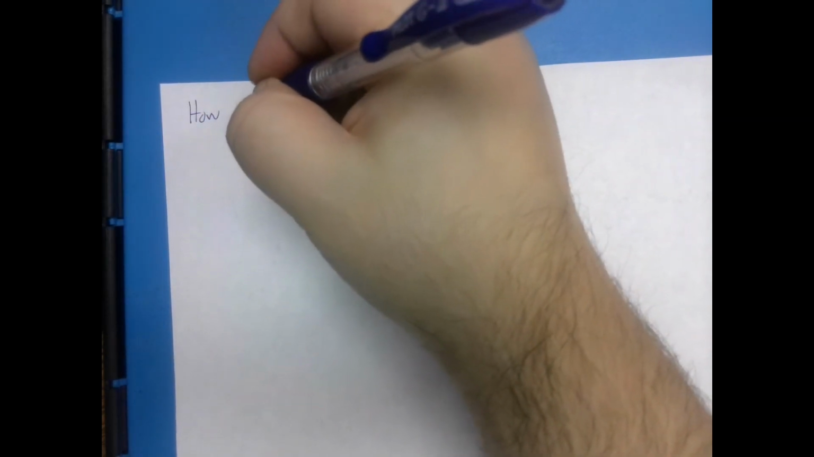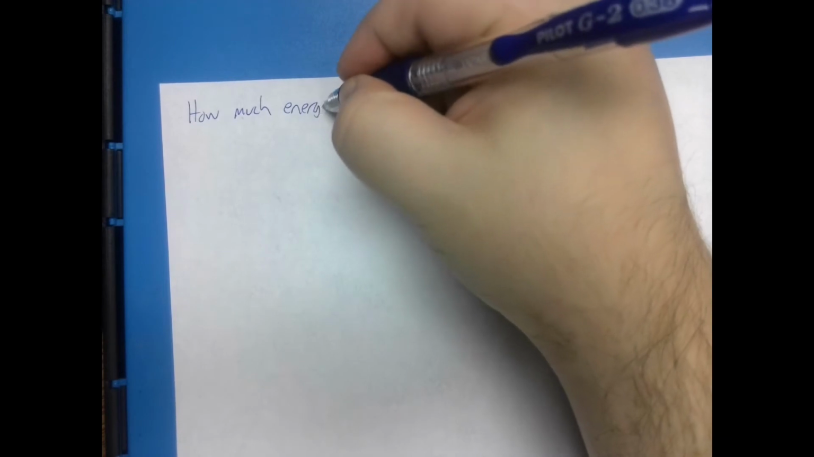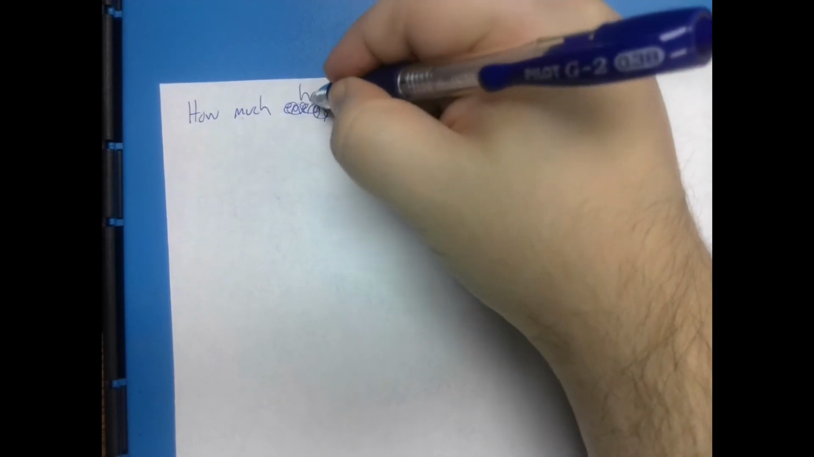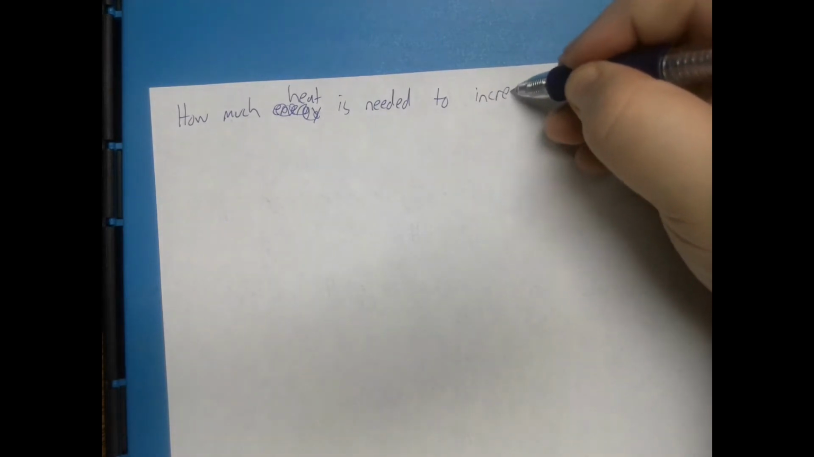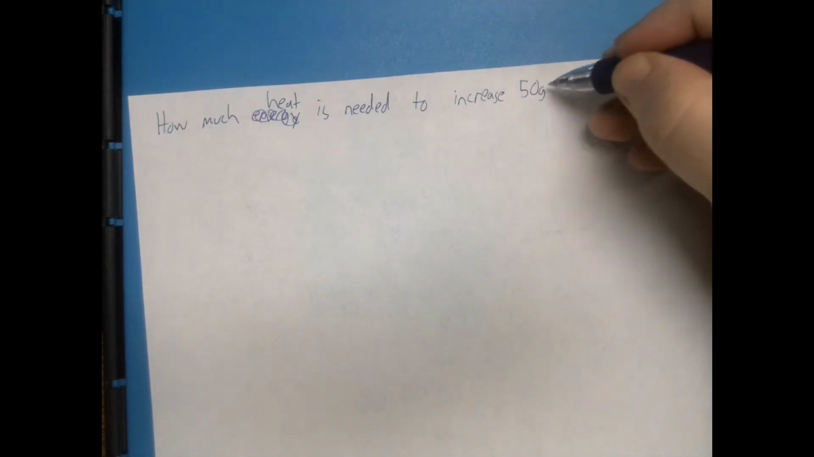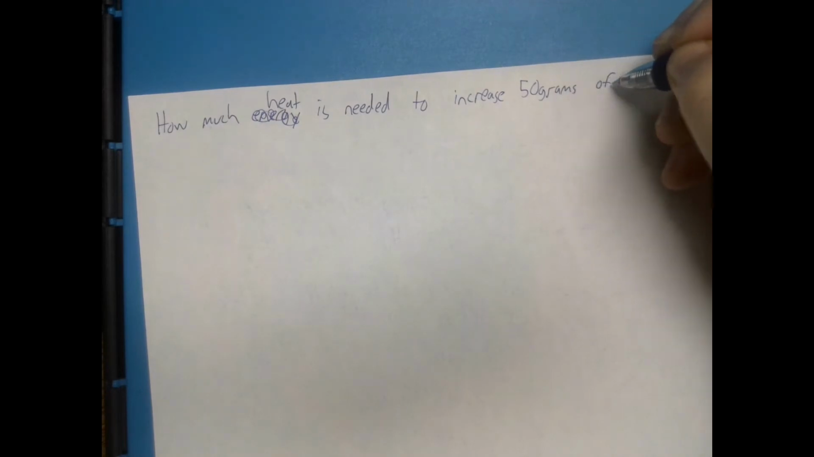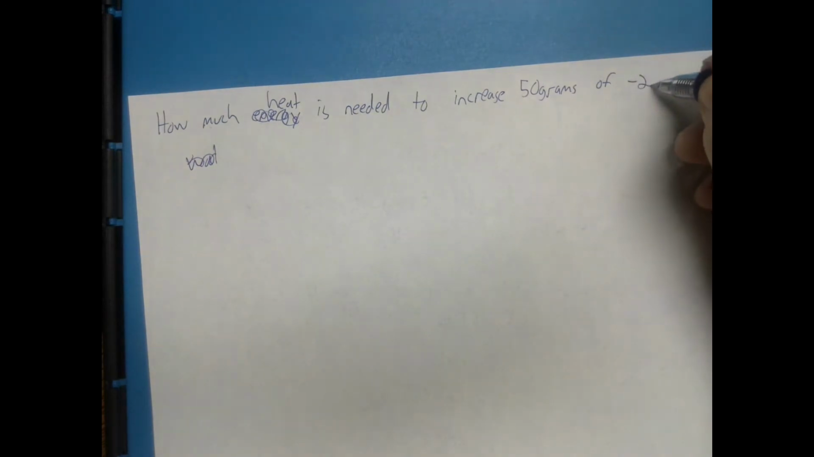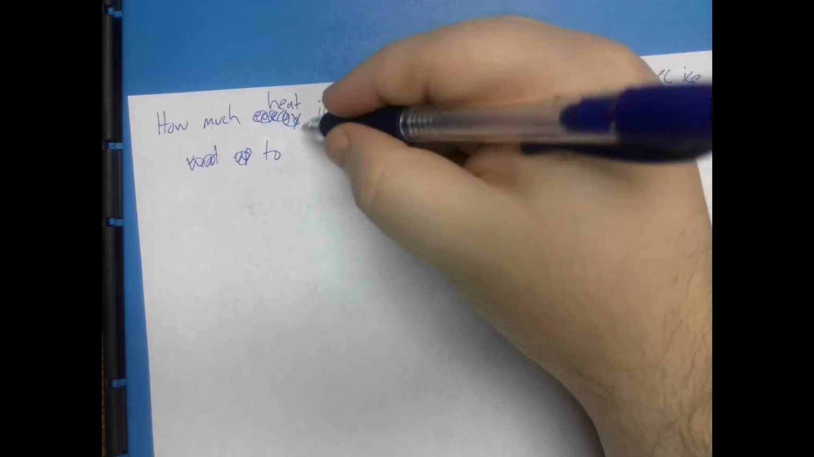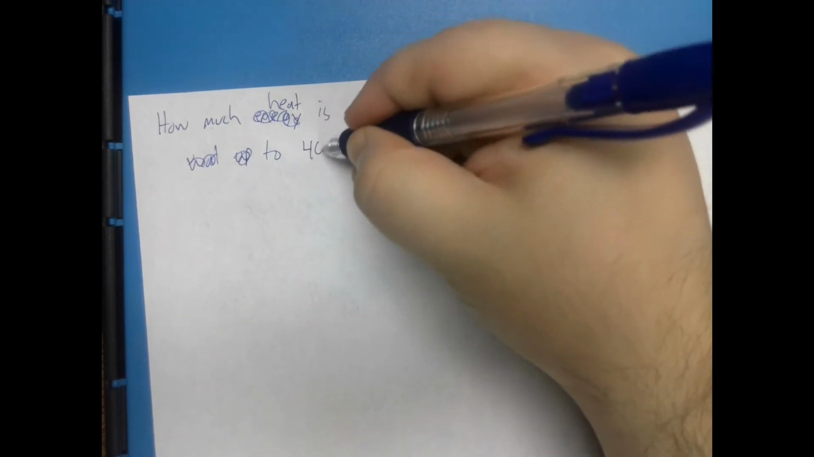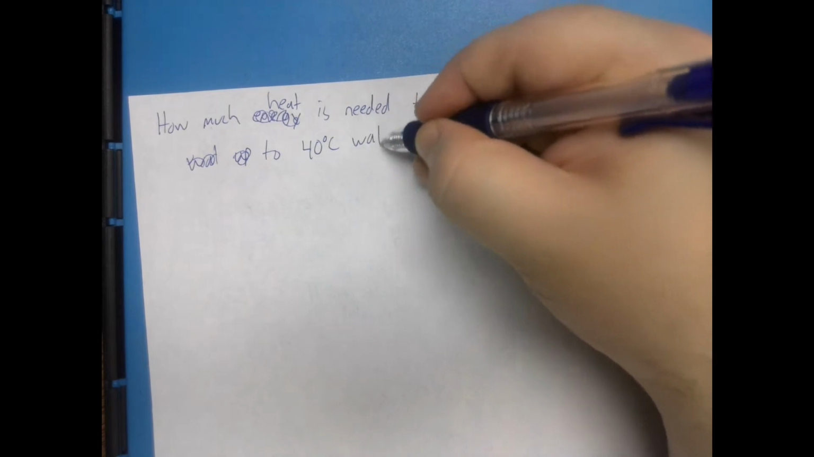So how much energy, or how much heat, is needed to increase 50 grams of negative 20 degrees Celsius ice to 40 degrees Celsius water?